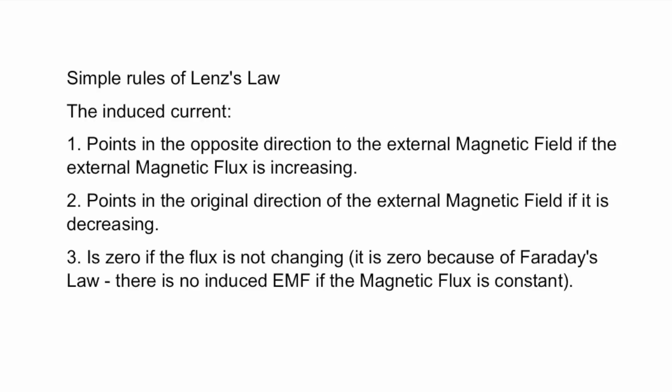There are 3 simple rules of induced current with Lenz's law. The induced current, 1, points in the opposite direction to the external magnetic field if the external magnetic field is increasing. And 2, the induced current points in the original direction of the external magnetic field if it is decreasing. And 3, the induced current is 0 if the flux is not changing. It is 0 because of Faraday's law. There is no induced EMF and the magnetic flux is constant.